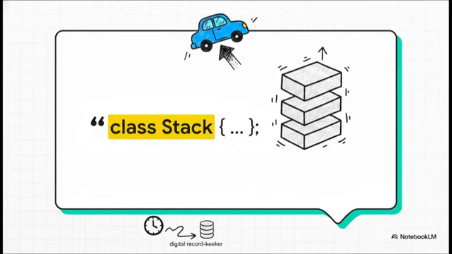And finally, here's the code for our digital record keeper. Inside this stack class, there's a function called push. Think of it as the function that stamps a car's exit information and puts it right on top of our history pile. This is how we keep track of everything.